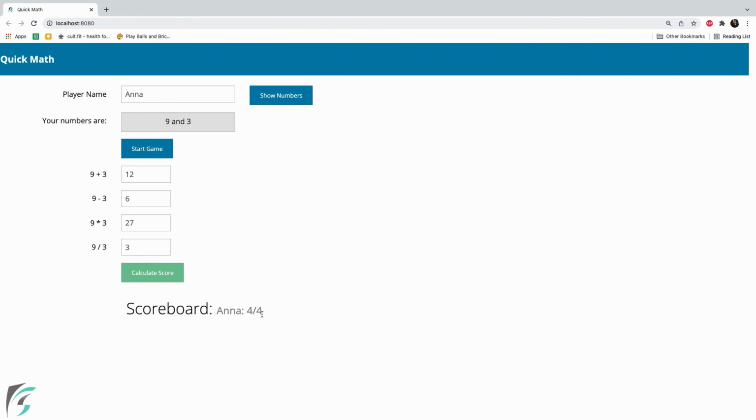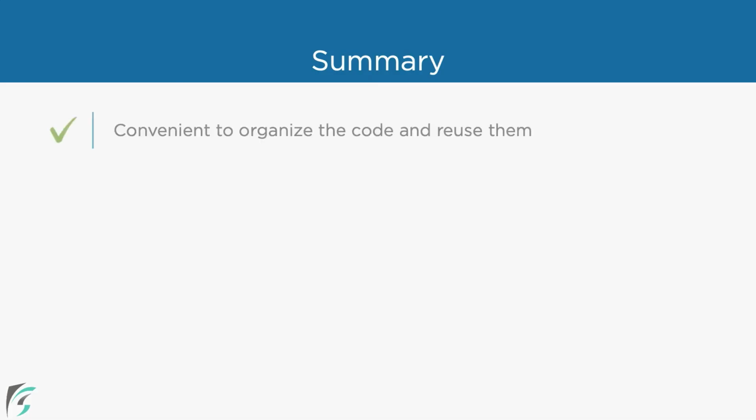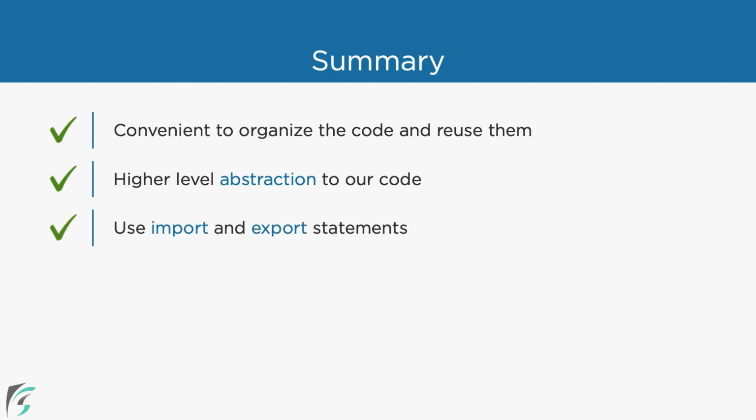So let us summarize what we have learned so far in this module. Modules make it convenient to organize our code, to group similar functionalities together and reuse them as well, thus giving a higher level of abstraction to our code. We can use the import and export statements to make our modules available for others to use and use other modules in our code. We can even provide aliases to the modules.